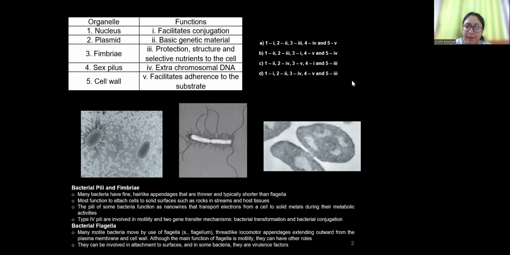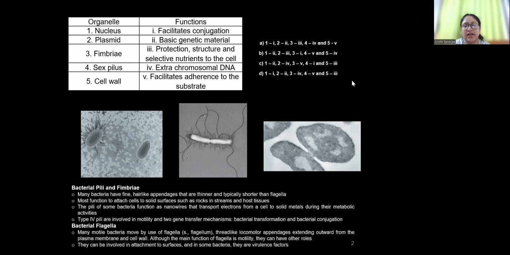So yes, I repeat, bacterial fimbriae help in motility, as well as facilitate the bacteria to adhere to certain substrates or substances, like rocks in streams, or even host tissue. So it is also one of the serological factors. And sex pilus is used for conjugation, transformation, mostly the genetic transfer between two organisms.